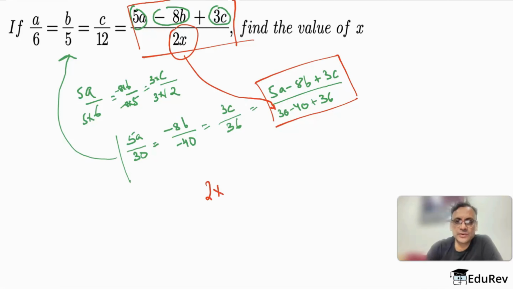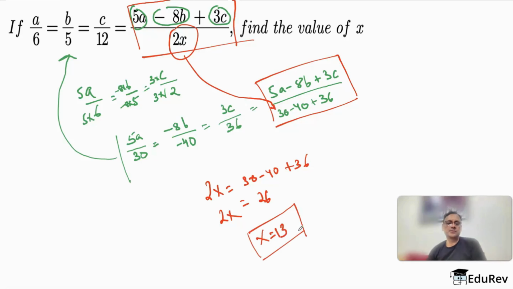That is, 2x is equal to 30 minus 40 plus 36. Which is equal to 30 minus 40 is minus 10, minus 10 plus 36 is 26. So 2x is equal to 26, or x is equal to 13. This becomes your answer for this question. So this is where we are using the summation property. I hope we are good till here.